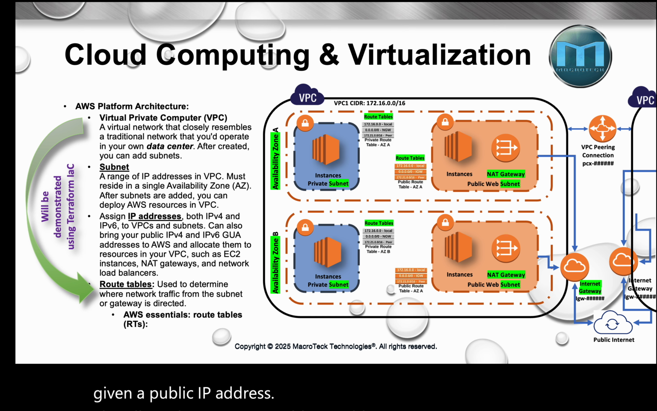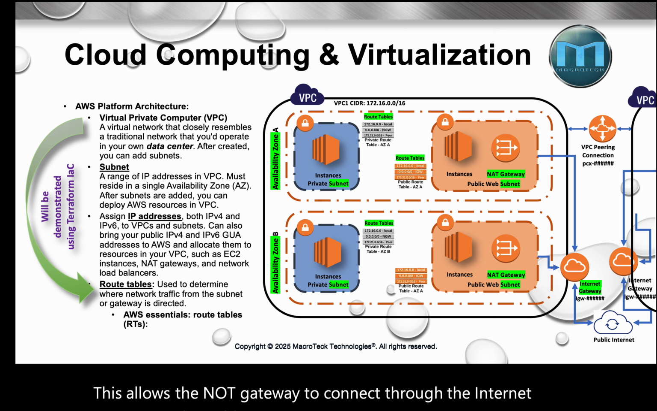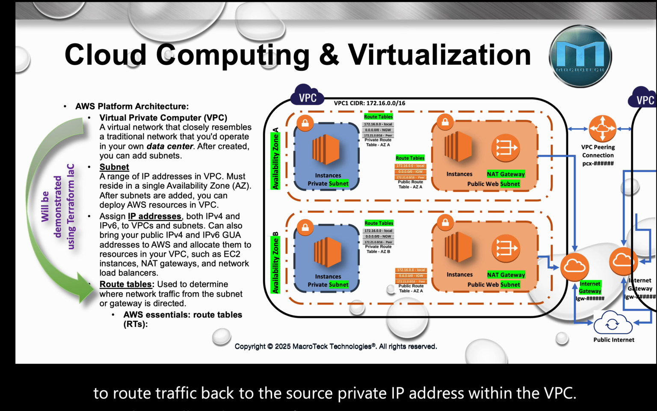This allows the NAT gateway to connect through the internet gateway to the public internet and translate the private addresses of the resources in private subnets into a public address that can be used to connect to the outside internet. The NAT gateway facilitates that connection and remembers where to route traffic back to the source private IP address within the VPC. In order to allow this type of connectivity, the route table associated with each subnet must have a route defined with the destination CIDR as 0.0.0.0/0.